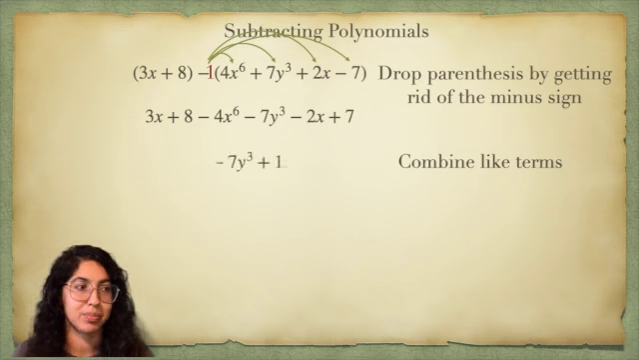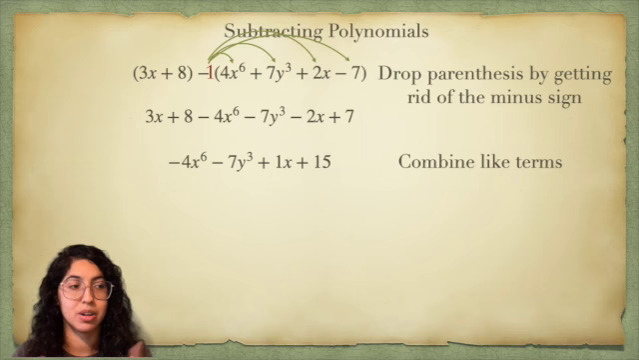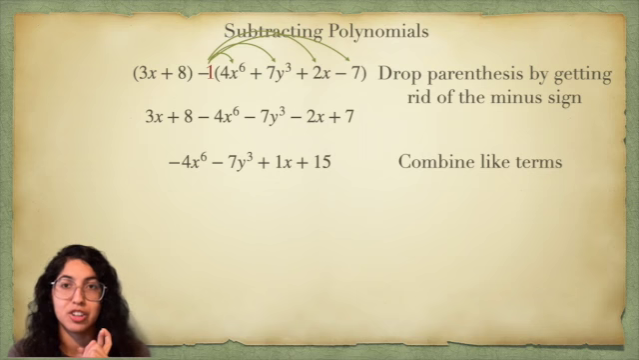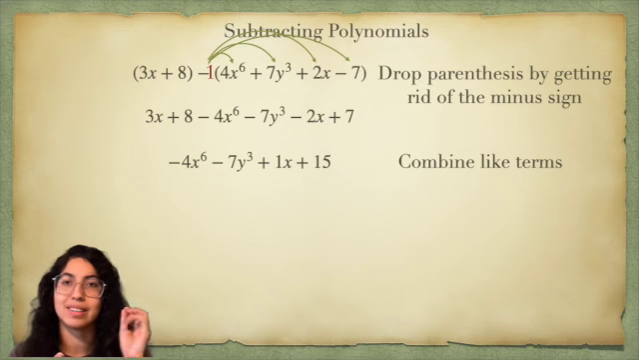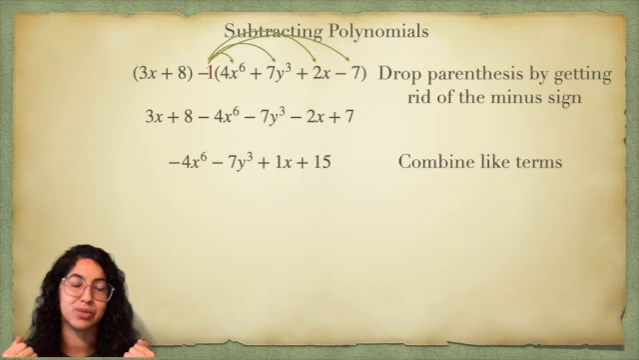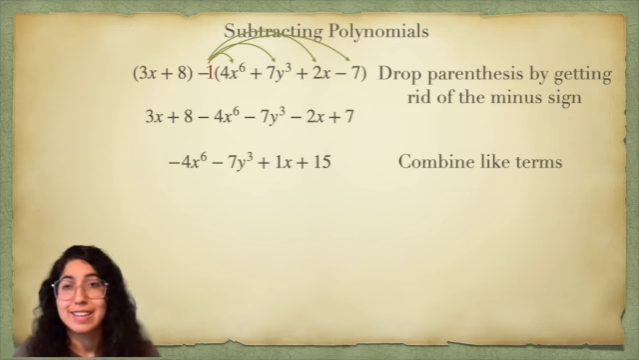Combine like terms. Once I combine like terms, −4x⁶ − 7y³ + 1x + 15. Okay, so what's the name? Polynomial. It has 4 terms. Degree, 6, 6th degree. Leading coefficient would be negative 4 because the sign always stays with the number. They're partners. They like each other. Best friends. Okay? And that's it.